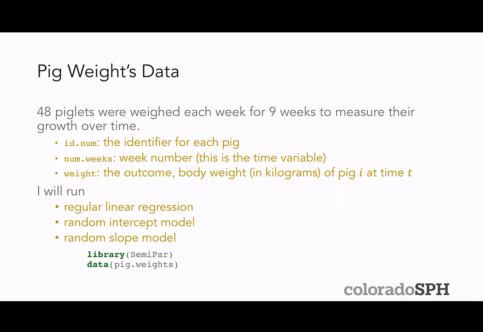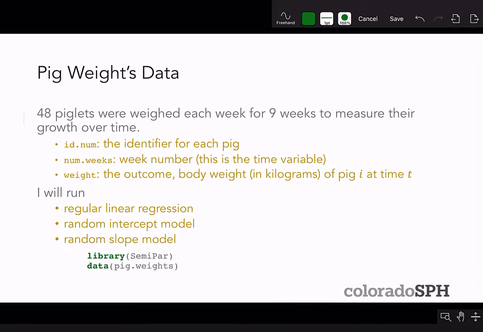So I'm going to focus on the pig weights data for most of the models I run here. As a refresher, that's data with 48 piglets that were weighed each week for 9 weeks to measure their growth in weight over time. And we've got data on the ID number, which is the identifier for each pig. The week number, which is the time variable goes from 1 to 9, and weight, which is the outcome, the body weight in kilograms of pig i at time t. I'm going to run a linear regression model, a random intercept model, and a random slope model with this data. So first, what I want you to do is load the semipar library, which allows you to load the pig weights data.